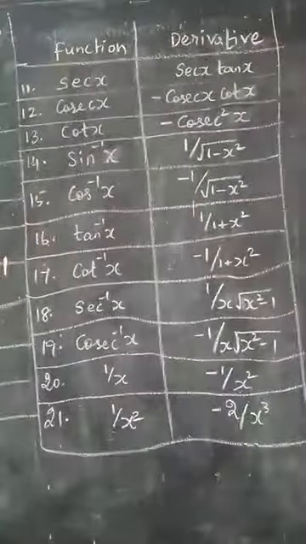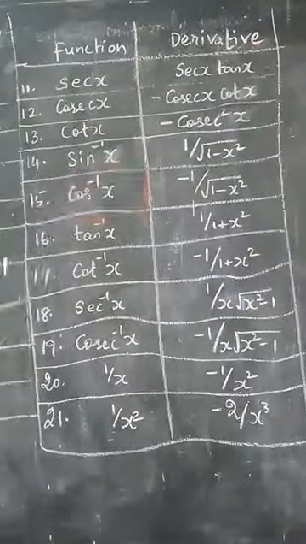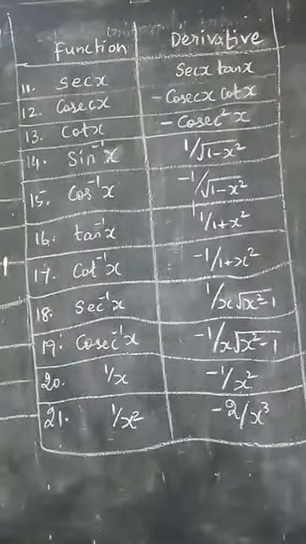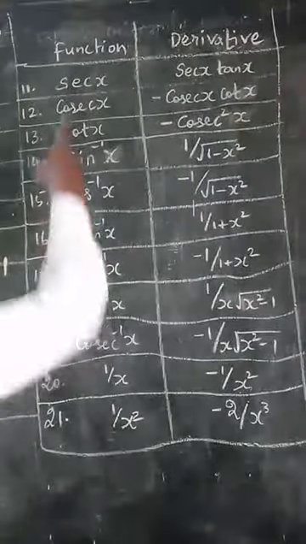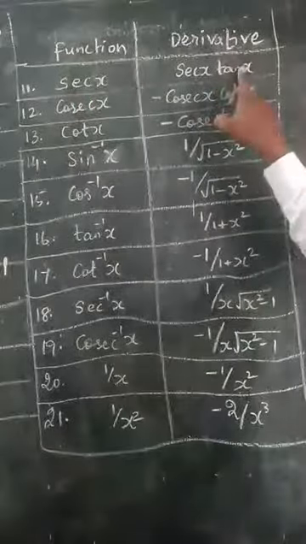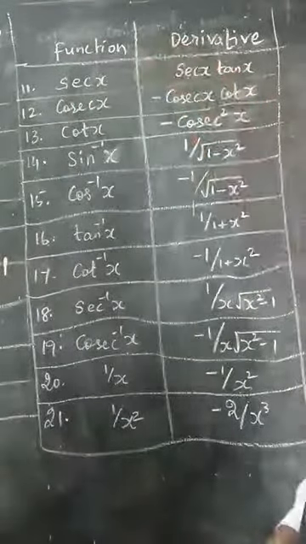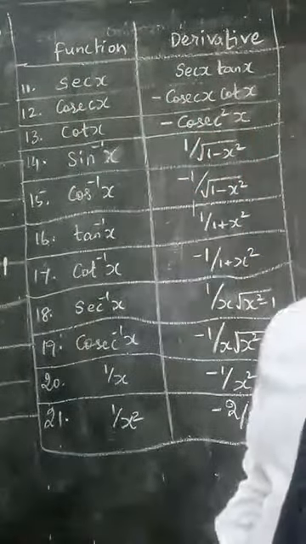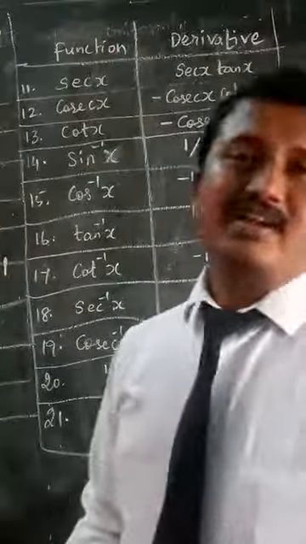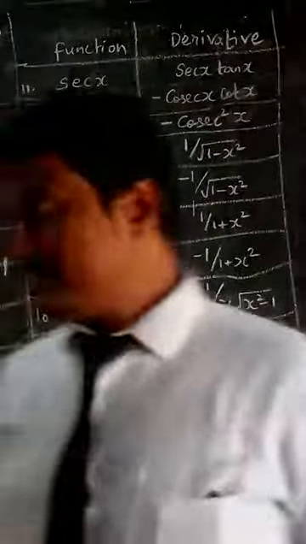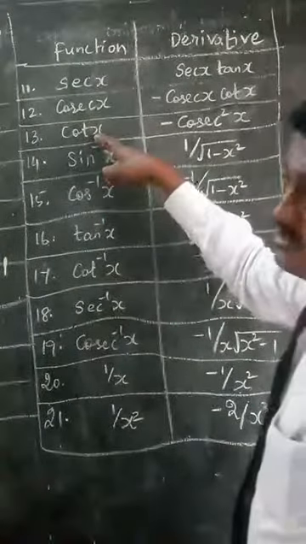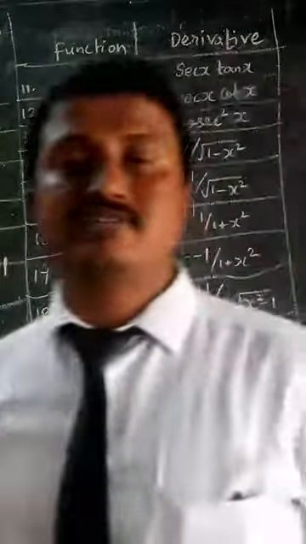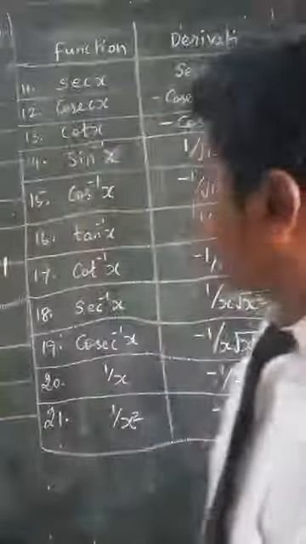And the function from formula number 11, secant x, when we differentiate secant x, the answer is secant x into tan x. Again, these are all trigonometric differentiation. Cosecant x, minus cosecant x into cot x. Secant x means secant x into tan x. Cosecant x means minus cosecant x into cot x. Cot x, the differentiation answer is minus cosecant square x. Cot x differentiation is minus cosecant square x.